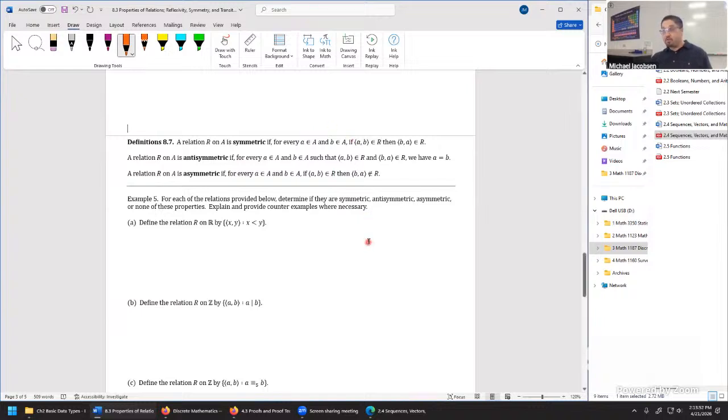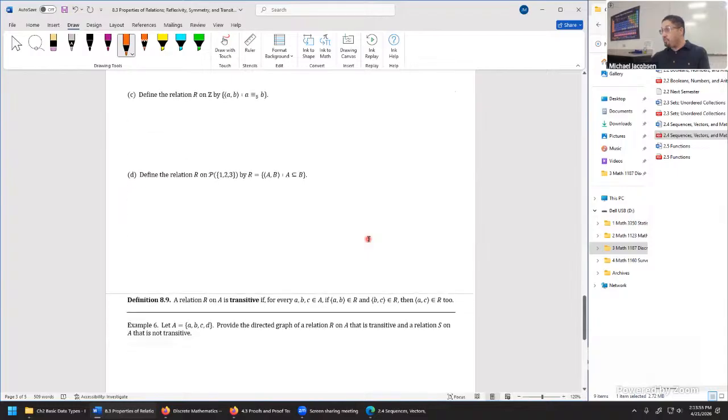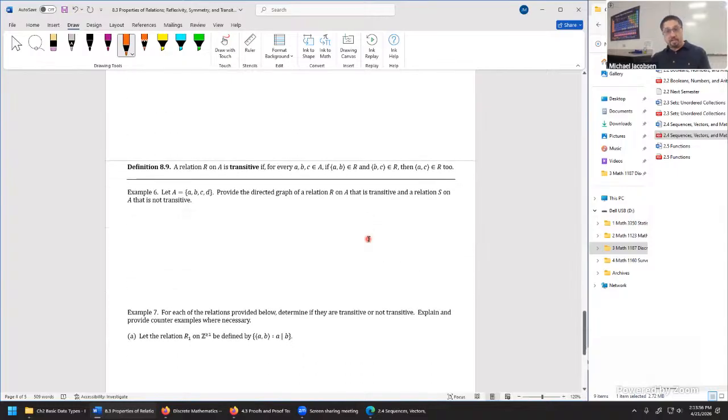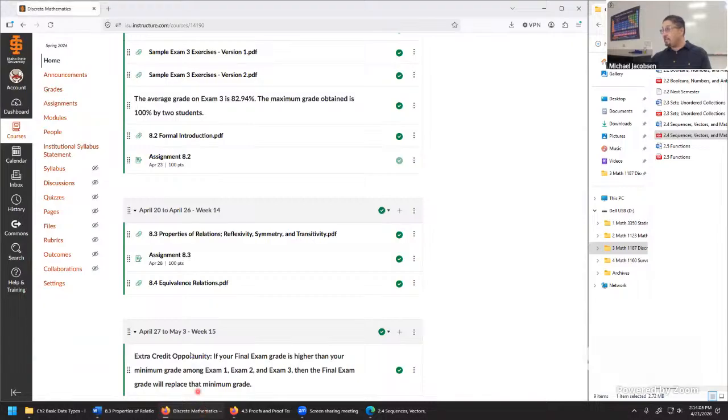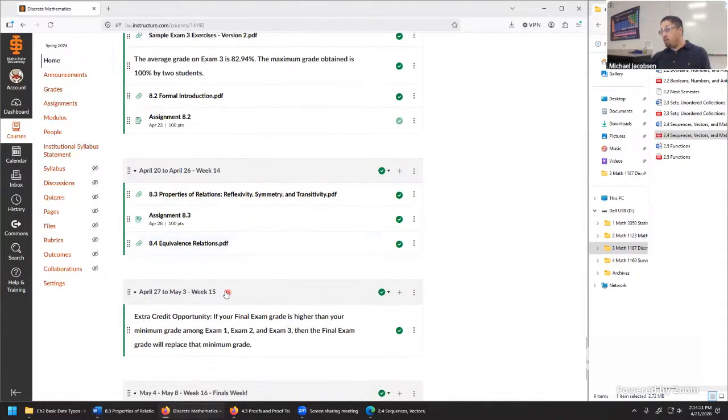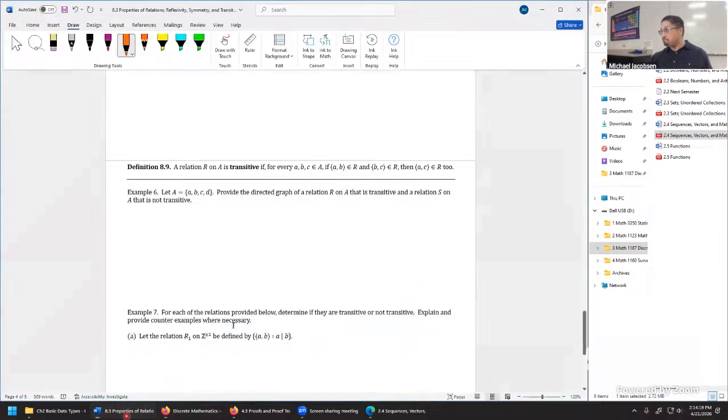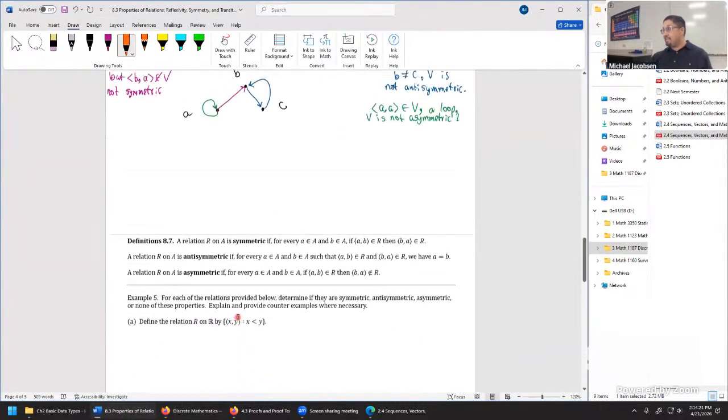What we'll do when we come back on Thursday's class is run through these definitions here. Transitivity is going to be a little bit quicker. The symmetry properties are really the tricky part of the notes. Once we do that, we'll spend some time at the end of Thursday's class discussing equivalence relations. I don't want to spend too much time on our week 15, so we'll finish up our discussion on equivalence relations next week and then converge into reviewing for the final. So we're just about there.